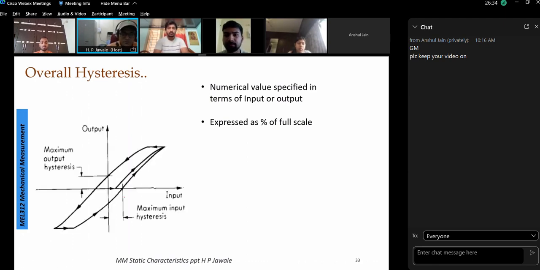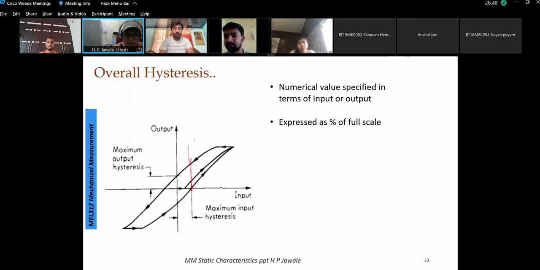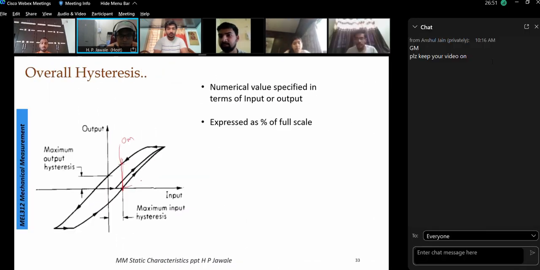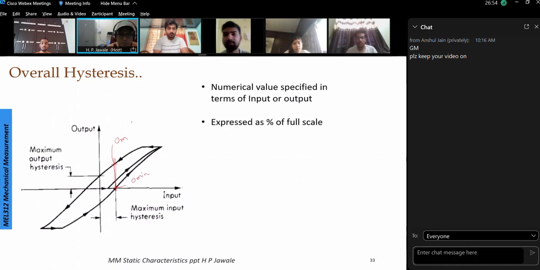Say for example, now for any input, let us say this is some input that is going to have the maximum deviation here, the maximum hysteresis. Then I find for this input what is the value of output maximum, and this is output minimum. And then I take the deviation of output.